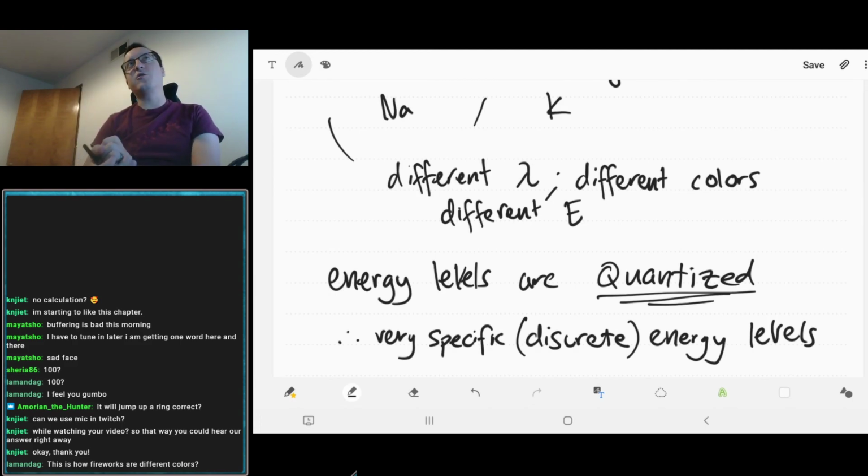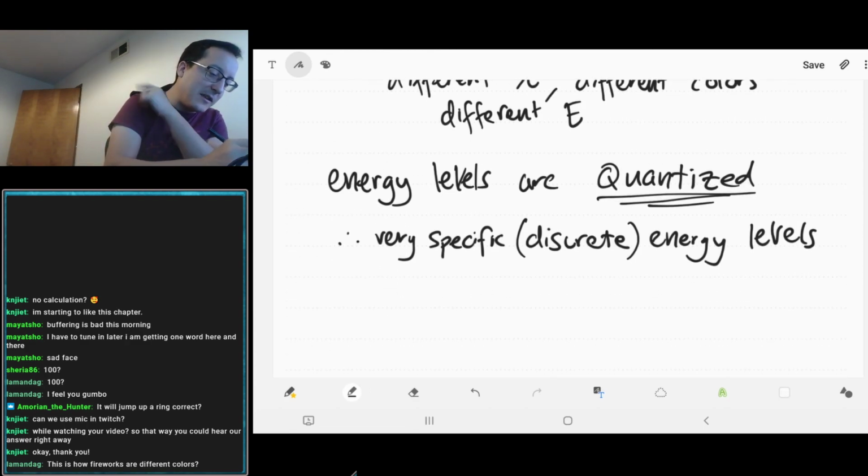So if we go back to our Bohr model of the atom, where we had a nucleus and all these rings around it, the spacing between those rings is different for every atom. That's what I mean to say. For example, a sodium and a potassium atom will have different spacing between those rings. And because we can only absorb very specific wavelengths of light, that corresponds to the energy level between those two.